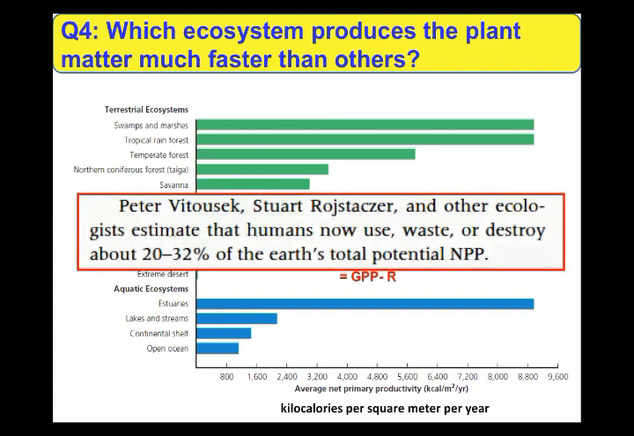Estimate the NPP and what the human impact on this particular biomass is. In fact, we humans, the consumers of these primary producers, waste and destroy whatever NPP the ecosystem gives to us. Nearly 20 to 32% of the Earth's total potential NPP is wasted as well as destroyed by human interventions.